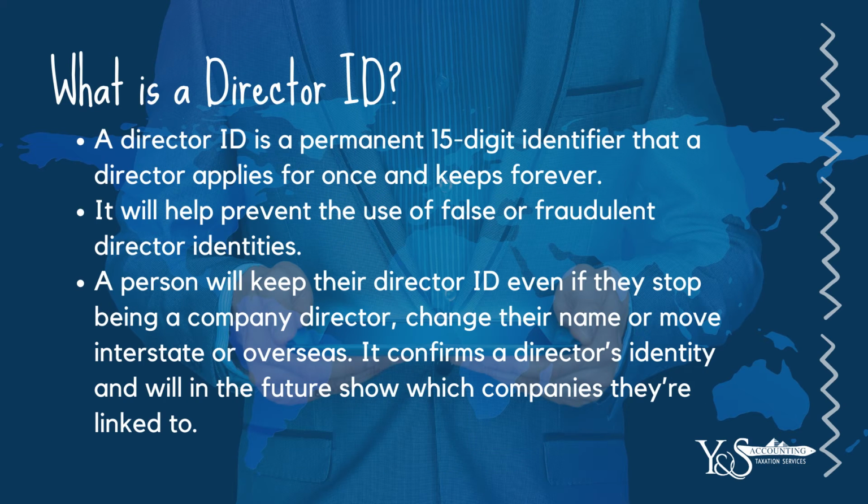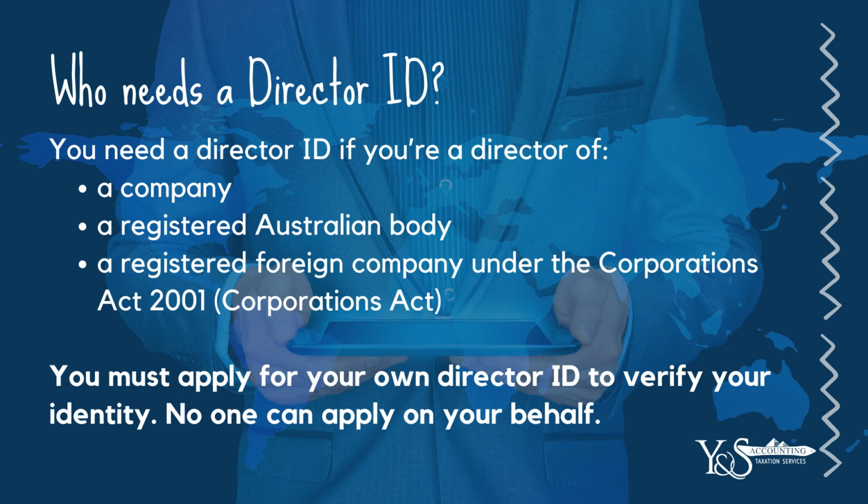What is a Director ID? A Director ID is a permanent 15-digit identifier that a director applies for once and keeps forever. The Director ID will help prevent the use of false or fraudulent director identities. A person will keep the Director ID even if they stop being a company director, change their name, or move interstate or even overseas. The Director ID confirms a director's identity and will in the future show which companies they are linked to. Okay, so now let's move on to who needs a Director ID.